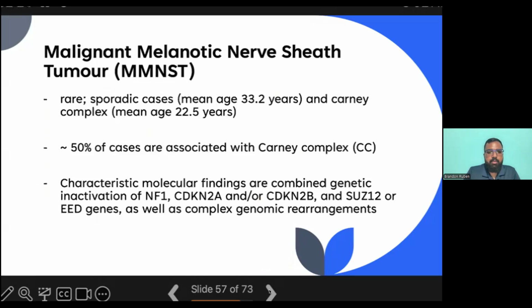These tumors are rare. Sporadic cases have a mean age of 33.2 years and Carney complex cases a mean age of 22 years. Approximately 50% of cases are associated with Carney complex. Characteristic molecular findings are combined genetic inactivation of NF1, CDKN2A or CDKN2B, and SUZ12 or EED genes, as well as complex genomic rearrangements.